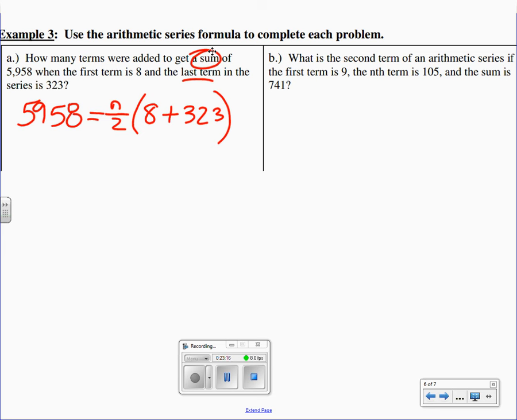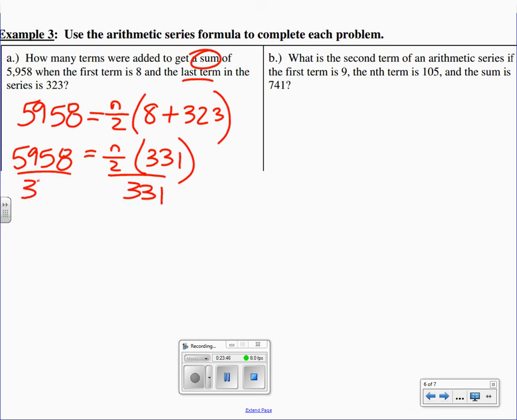Okay, you could do it that way. I don't think that's the easiest, but that would work. I think adding the 8 and the 323 is the easiest. So that would give me 331. What could I do next? Divide by what? Divide by 331. So I'm multiplying by 331, so divide by it. What does that give you?